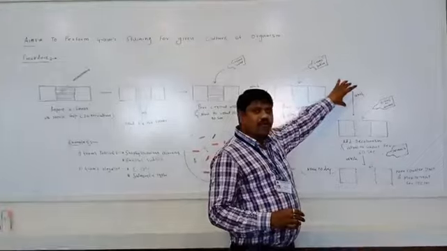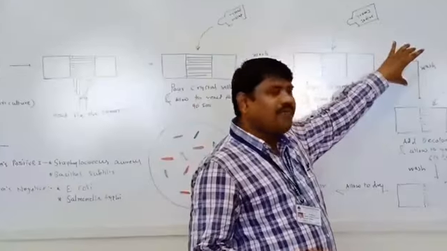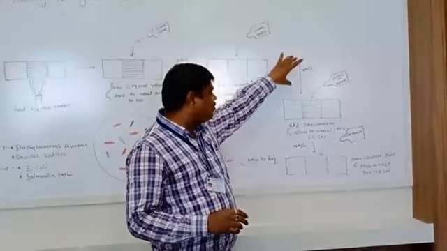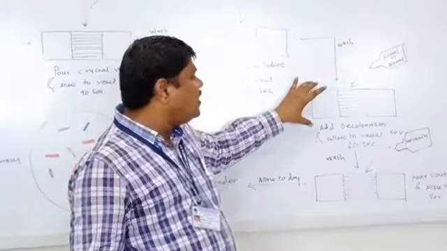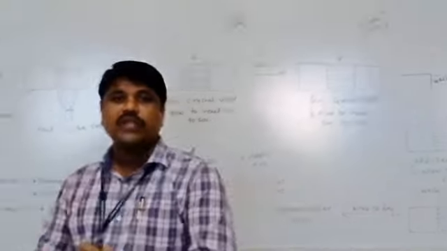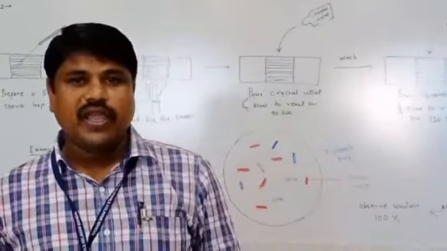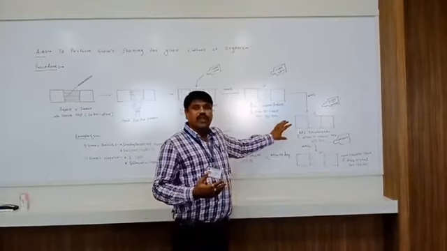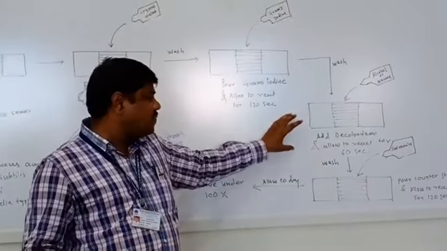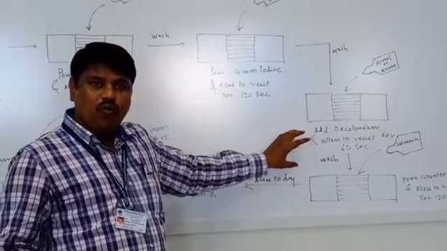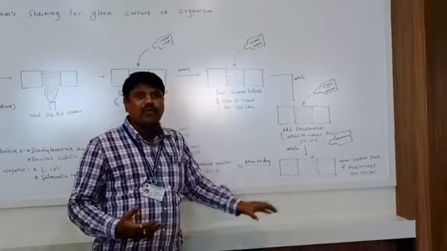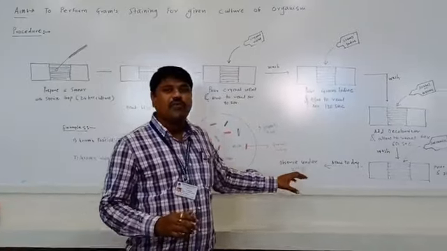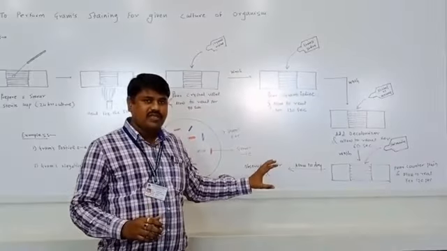Then we move to the next step, that is also washing. For a few seconds, a gentle washing has to be given to the smear, and then we apply a decolorizer. Either we can use alcohol or acetone as a decolorizer. Allow it to react for about 60 seconds. Again, you have to give a wash, and finally you have to add the counter stain, that is safranin, and allow it to react for approximately 120 seconds.